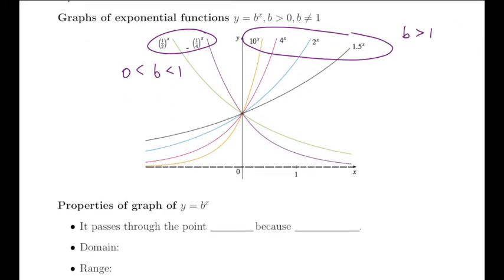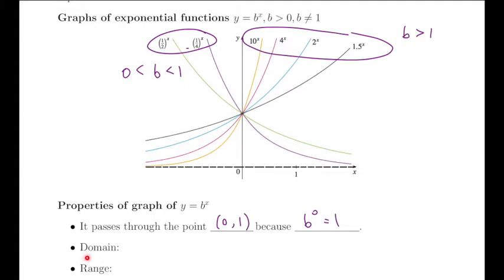Alright, so let's look at some properties of exponential functions. Notice that no matter which graph you're looking at here, they all go through this point. That point is (0, 1). And the reason why they all go through that point is because they all have this formula. If I plug in 0 for x, I get y is b to the 0. b to the 0 is 1. So the reason why it goes through (0, 1) is because b to the 0 is 1.